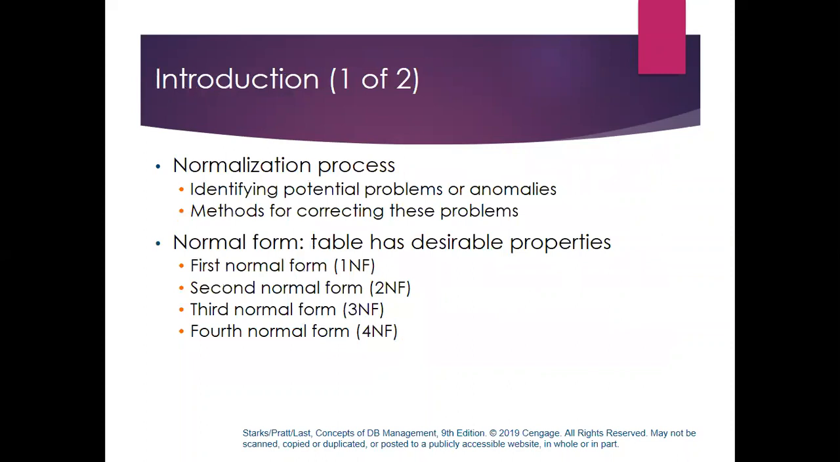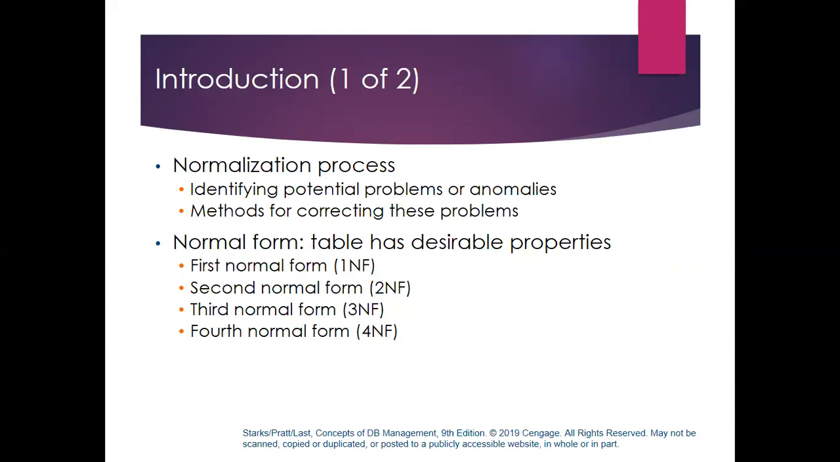Introduction. We have discussed the basic relational model, its structure, and various ways of manipulating data, such as query by example, relational algebra, and SQL. In Module 4, we will learn about the normalization process. The normalization process is a series of steps that enable you to identify potential problems or anomalies in the database. This process also has methods for correcting these problems.